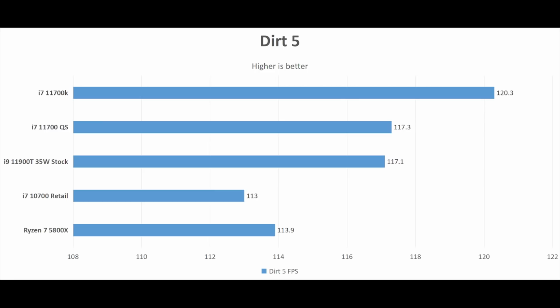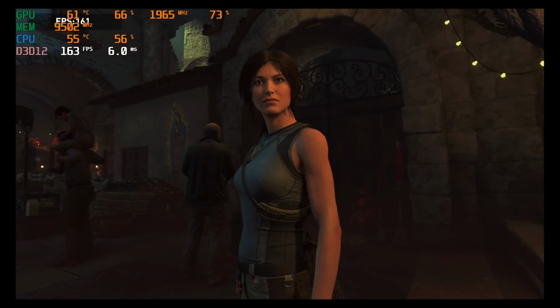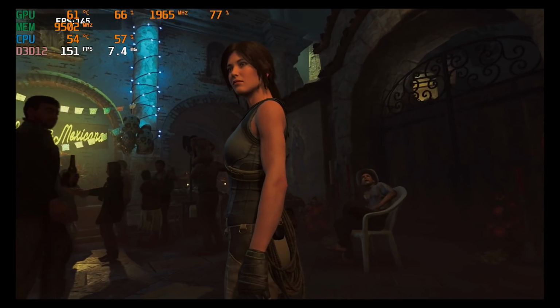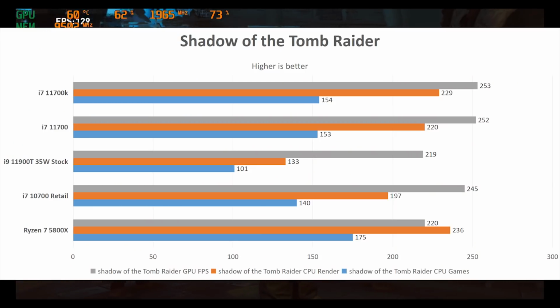In Dirt 5, the 11700K is pulling about 3 FPS ahead, and it's about 8% faster than a 5800X. For Shadow of the Tomb Raider, it is also the fastest among the group. However, it is still slower than a 5800X in the CPU game.